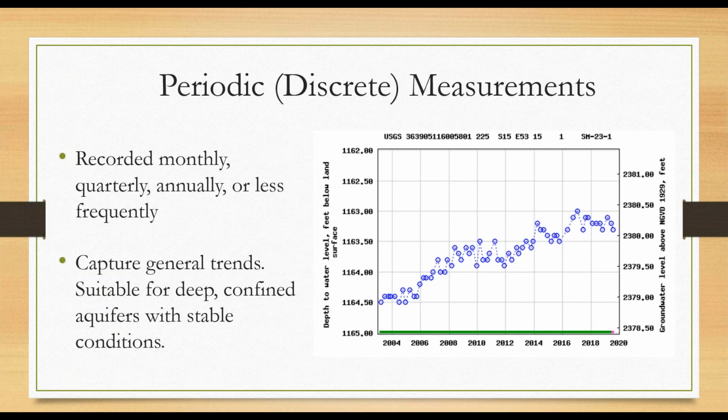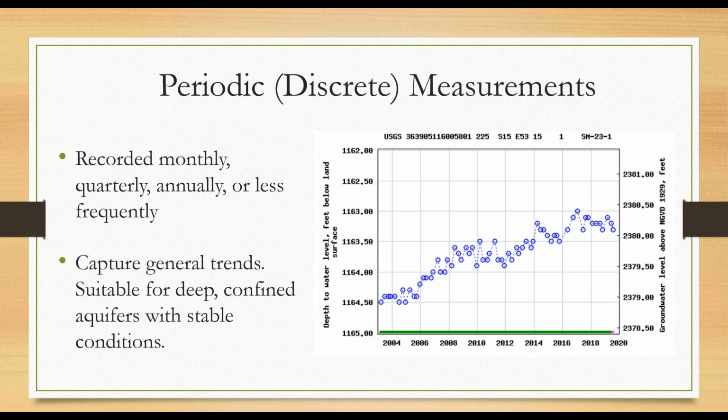So something to consider. We call them periodic measurements or discrete measurements. These are those manual measurements that you take. You show up at the site, you open the well, and you take a water level measurement manually with an instrument. And we'll talk about some of the instruments that we use. So you can record these monthly, quarterly, annually, or less frequently. For example, we have studies that will do potentiometric surface maps and changes of water levels over time, and they may go out once every year, once every 2 years to get that snapshot of water levels.